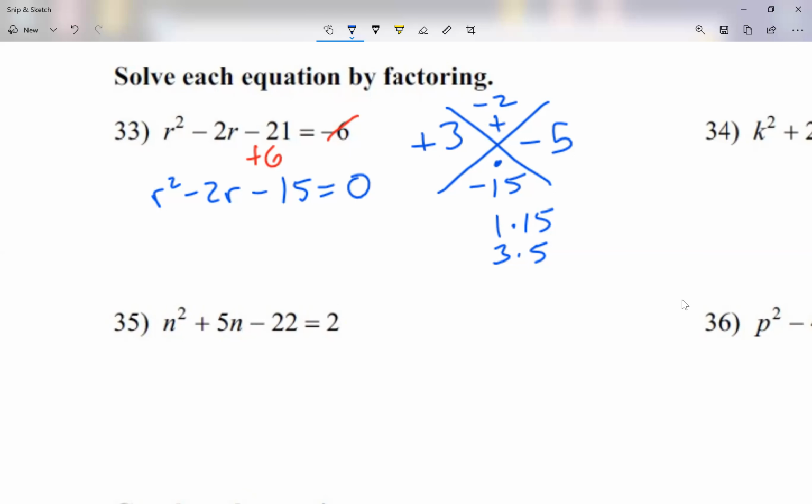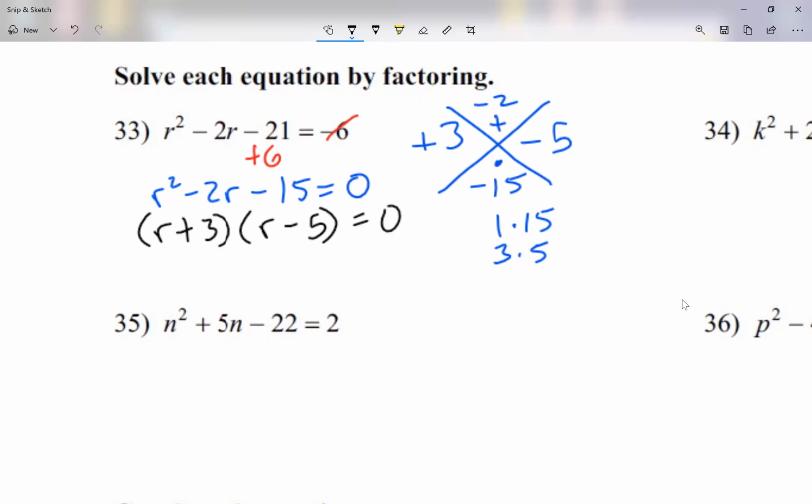Now, remember how we used to factor. We used to factor this as r plus 3, r minus 5, and I'm going to say this is equal to 0. Technically the two parentheses means they're being multiplied. In multiplication, if the product is equal to 0, if I'm multiplying two things and it's equal to 0, one of the parentheses or both have to equal 0.